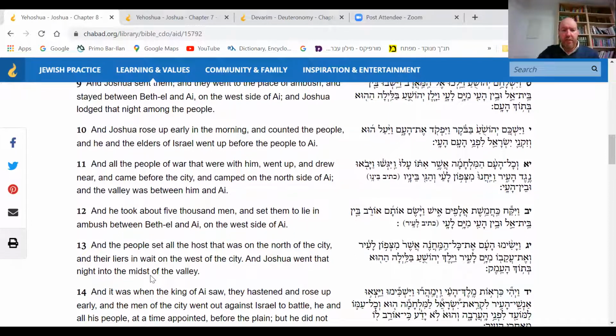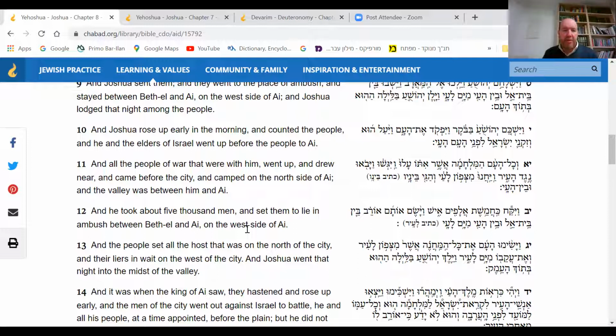Because in verse 12 it says, and he took about 5,000 men and set them to lie in ambush between Bethel and Ai on the west side of Ai. So here we have again the mention of the ambush, which we thought already had been sent, apparently had been sent, with a different number here. In this instance, about 5,000 men, but in the same location between Bethel and Ai on the west side of Ai.